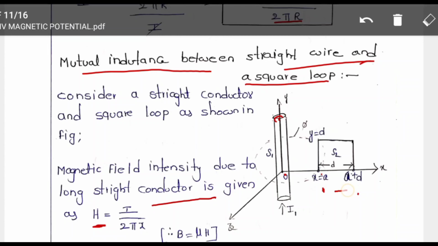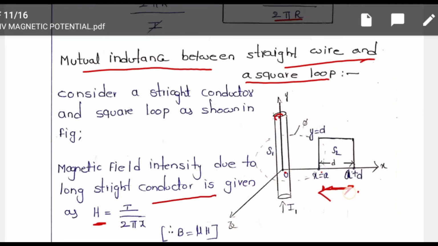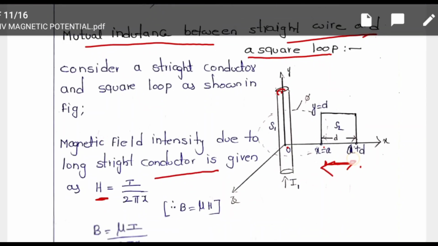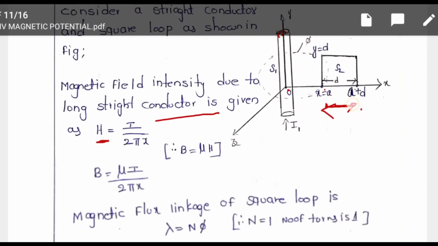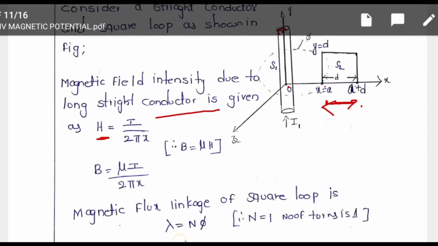x equal to a and a plus d. The square loop side is d, a plus d we will get, and y equal to d; the loop is placed along the x-axis. Magnetic field intensity due to a long straight conductor is H equal to I by 2 pi x. Since B equal to mu H, you know that B equal to mu I by 2 pi x.